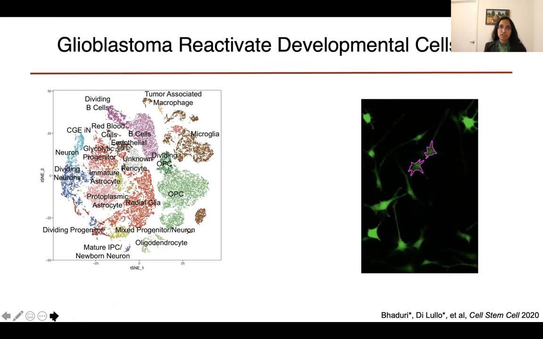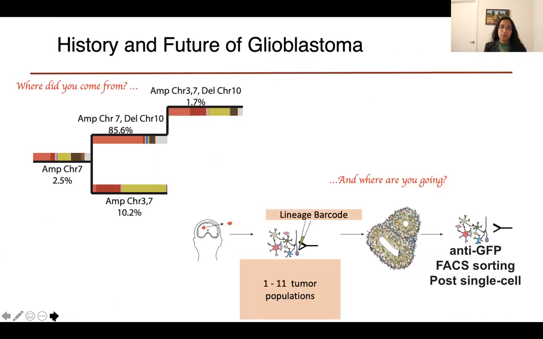A second project could start to look at this and other populations to better understand where did the glioblastoma come from, what genetic events in which cell types create the tumor. And to this end, I do have a data set that will help us answer these questions better, as well as understanding where is the tumor going.